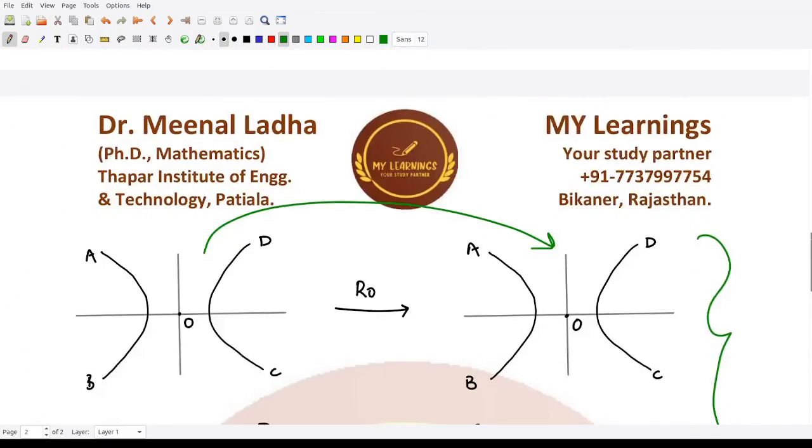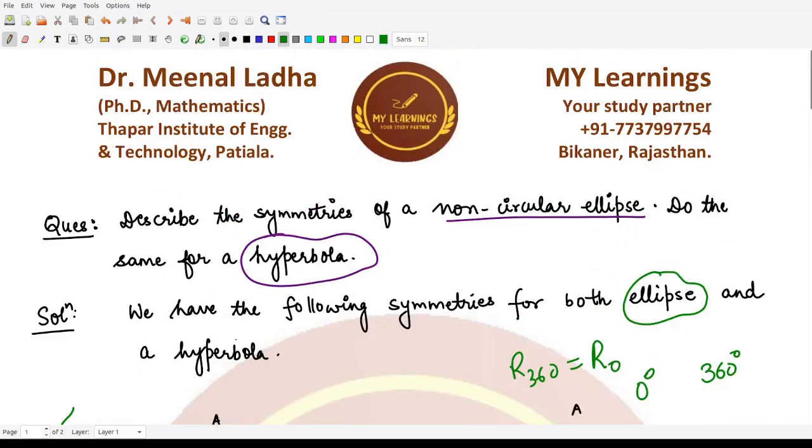So we have the same symmetry group for both the ellipse as well as the hyperbola. I hope you understood this question well.